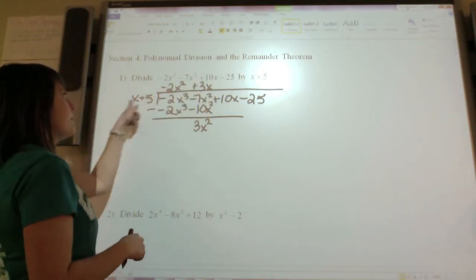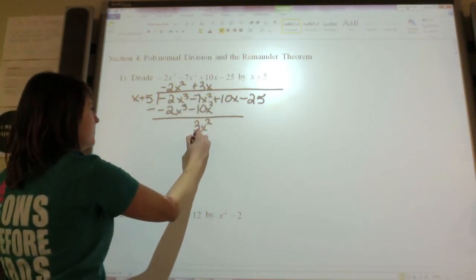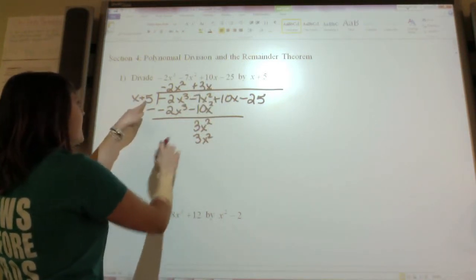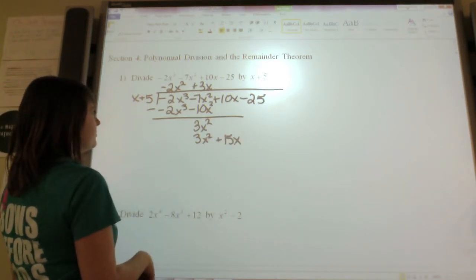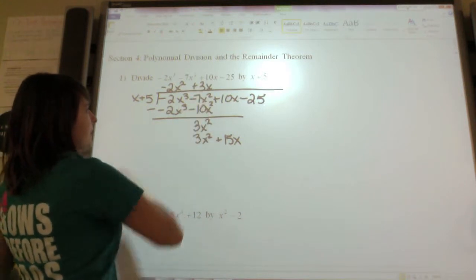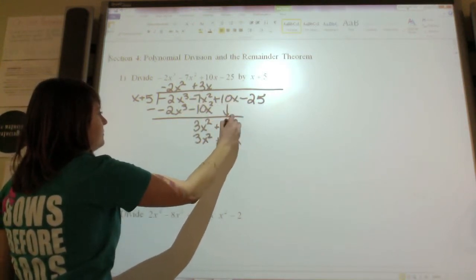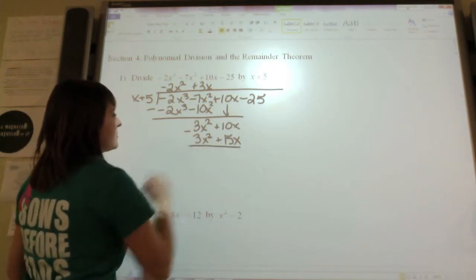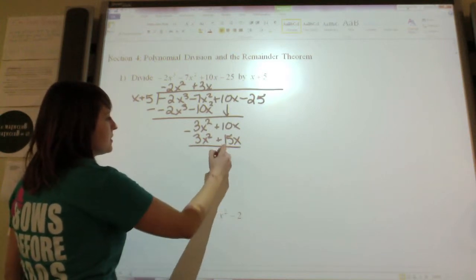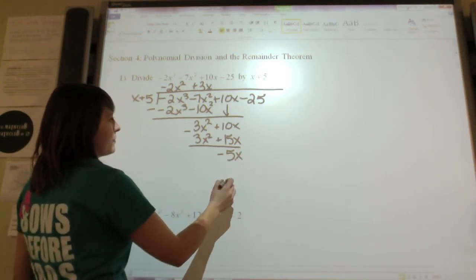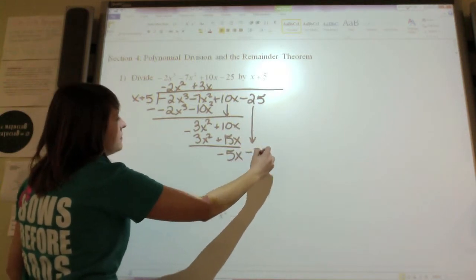So now I can go through and I can multiply these through. I can say x times 3x gives me 3x squared. 5 times 3x gives me 15x. Sorry, not 3x squared, just 3x. And I can pull this 10 down. So now I can subtract, and this cancels out, and 10x minus 15x gives me negative 5x. Okay, and I can pull this number down.